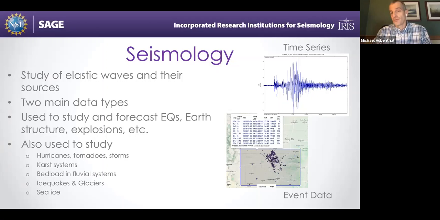The other type of data that we might want to pay attention to is down here in the bottom. We have event data, and these are going to be details of an actual earthquake that takes place somewhere, like the date, the time, the latitude, and the longitude of that event, its depth, its magnitude, and that sort of thing. And so these are all put together in catalogs that are then used for things like studying and forecasting earthquake hazards. We're also going to be using some of these time series data for things like deep earth structure studies.